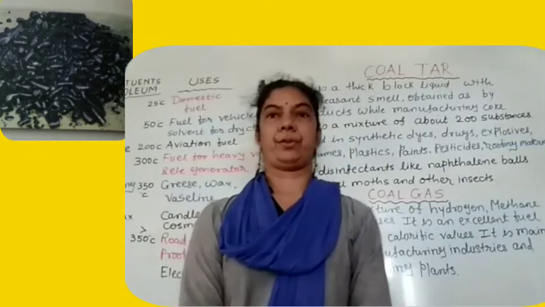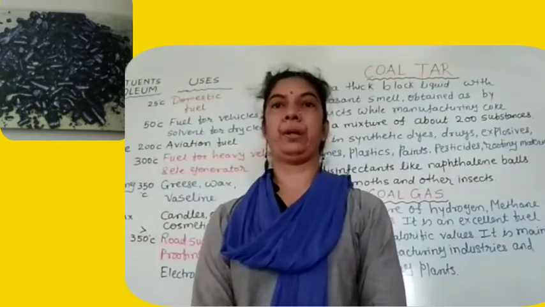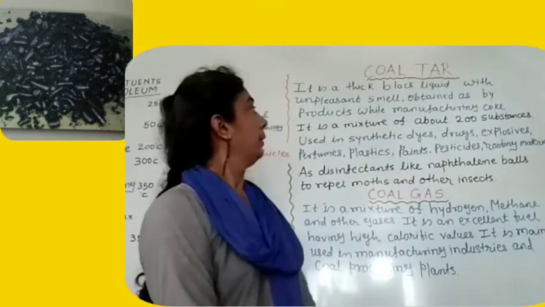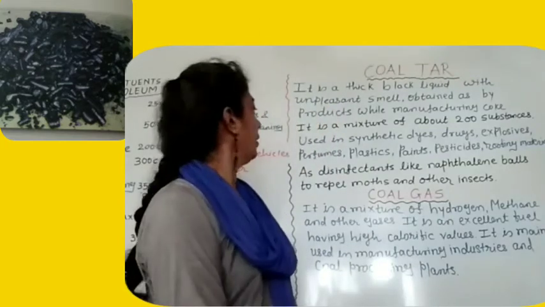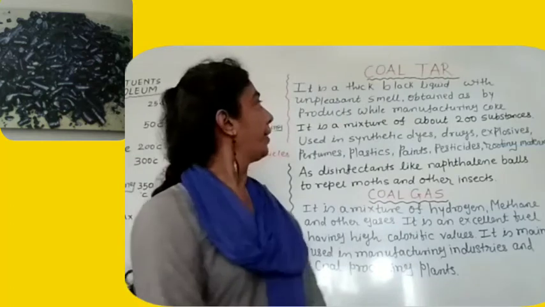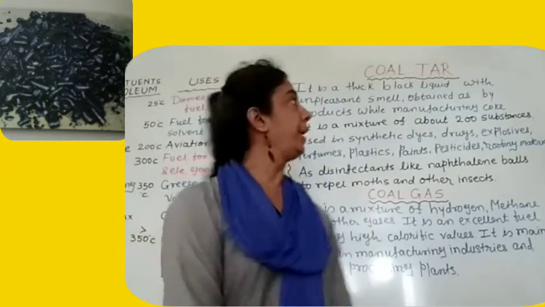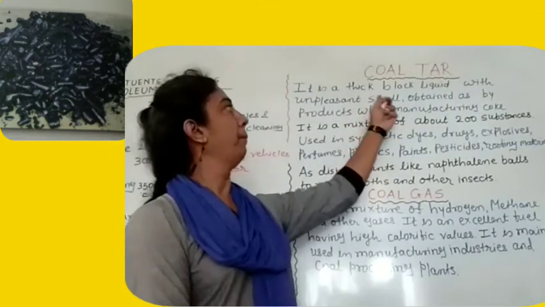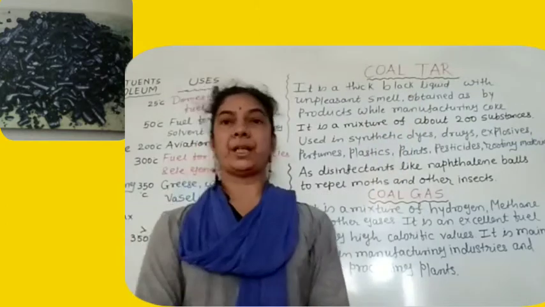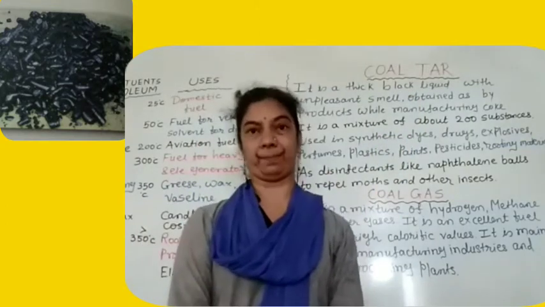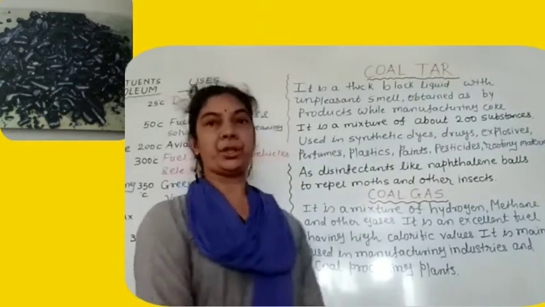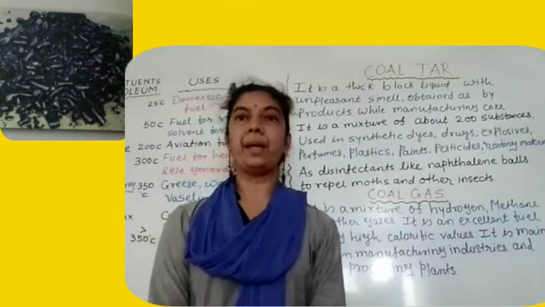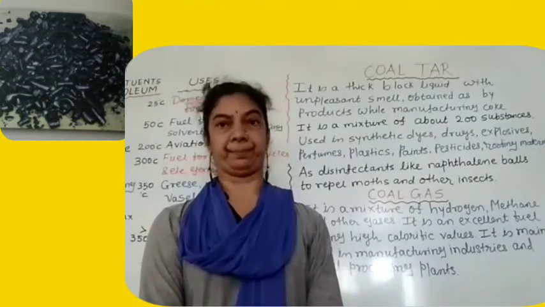Hello students, today we are talking about two more products of coal. During the destructive distillation or manufacturing of coke, we are obtaining coal tar, which is a thick black liquid which has an unpleasant smell. It is a mixture of about 200 substances. Mainly it is having carbon.